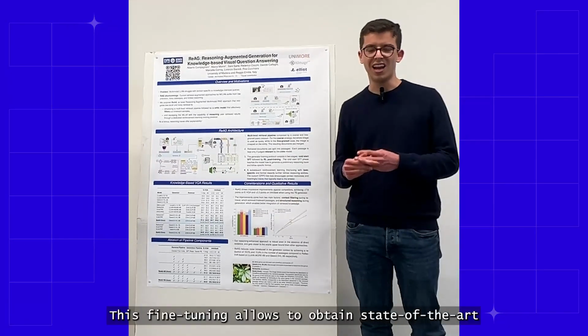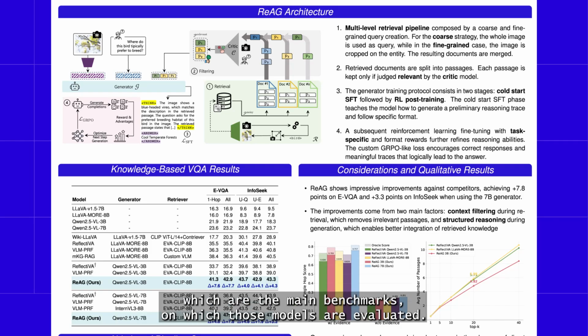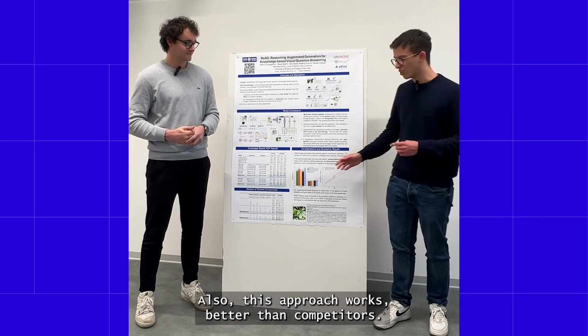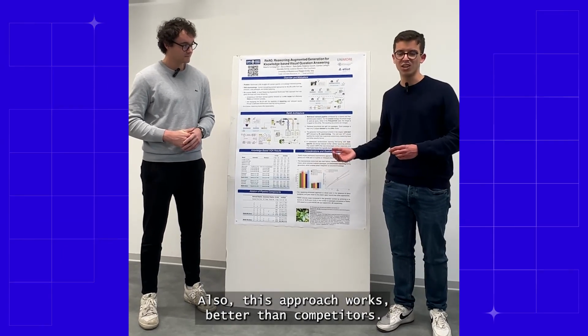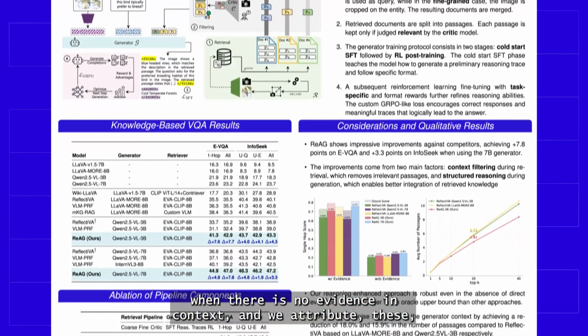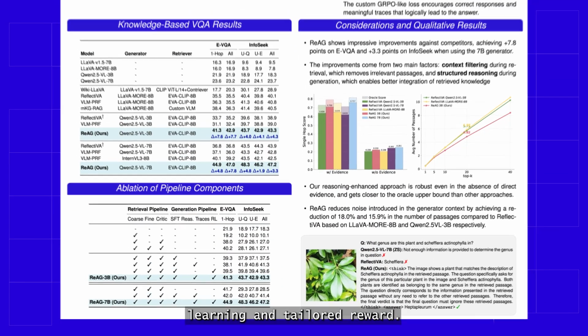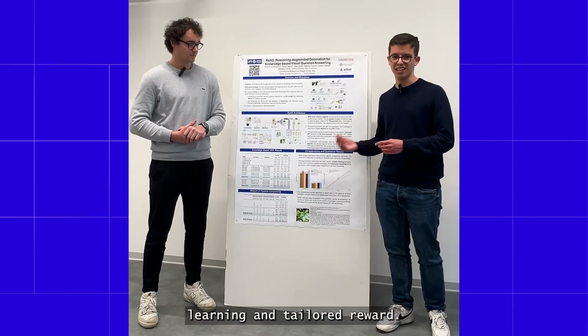This fine-tuning allows us to obtain state-of-the-art performance on InfoSeek and Encyclopedic, which are the main benchmarks on which those models are evaluated. Also, this approach works better than competitors when there is no evidence in context, and we attribute these capabilities to their reinforcement learning training and tailored reward.